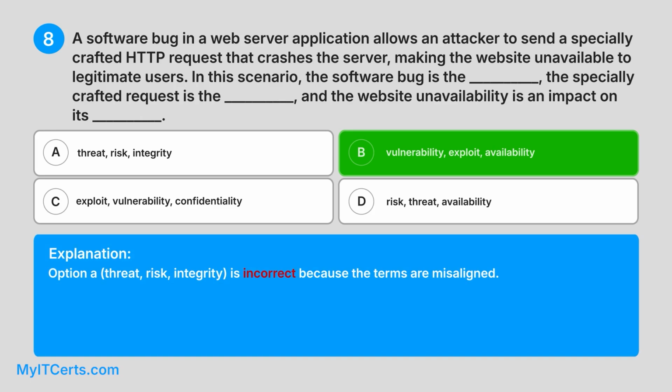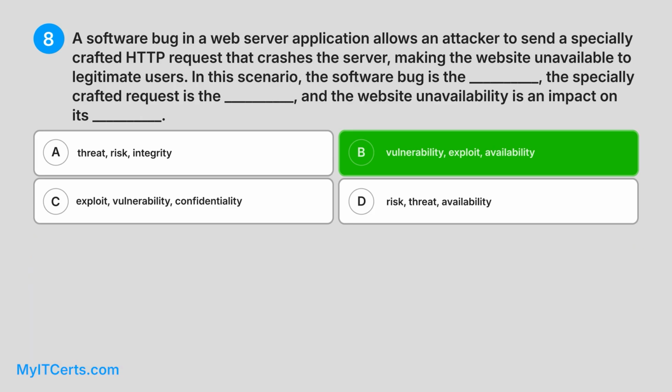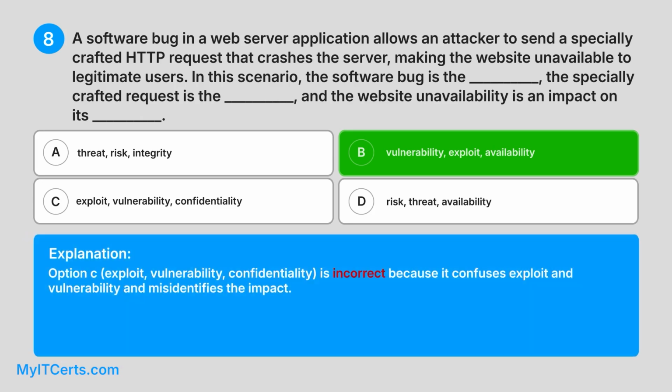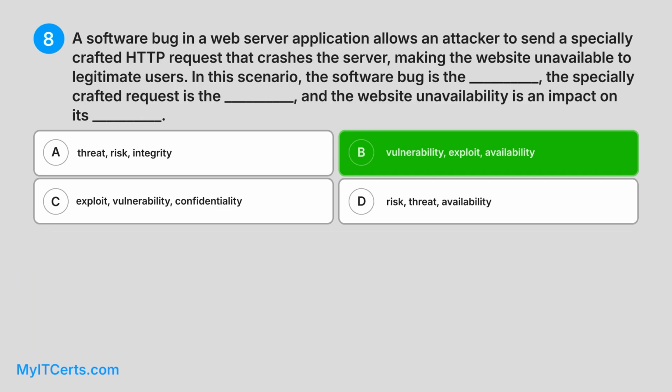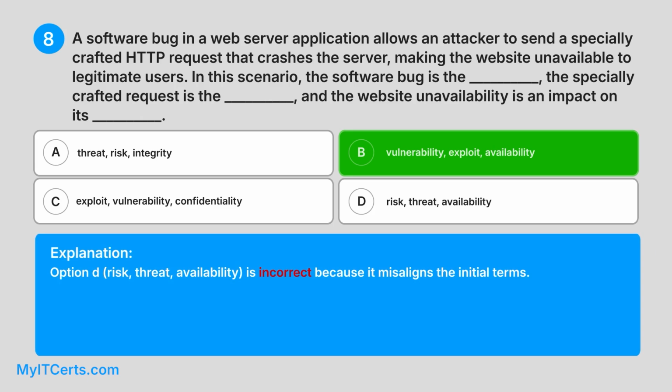Option A, threat, risk, integrity, is incorrect because the terms are misaligned. Option C, exploit, vulnerability, confidentiality, is incorrect because it confuses exploit and vulnerability and misidentifies the impact. Option D, risk, threat, availability, is incorrect because it misaligns the initial terms.